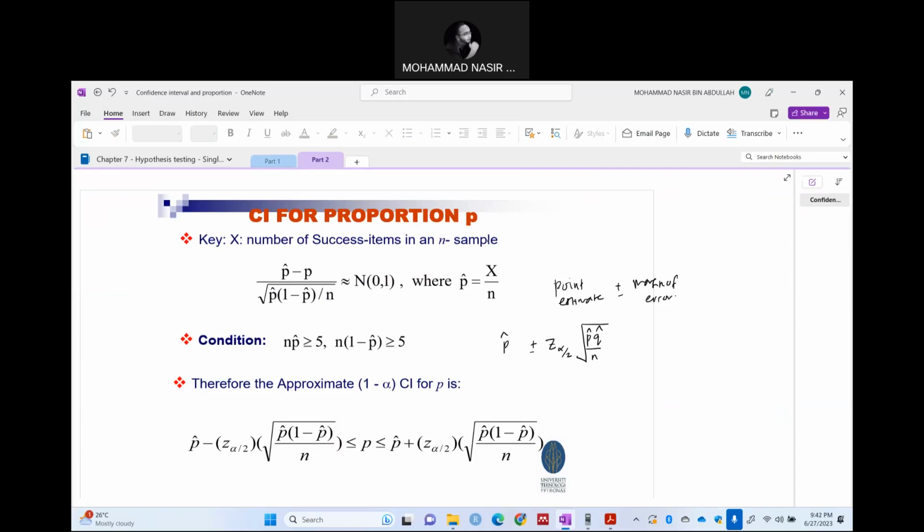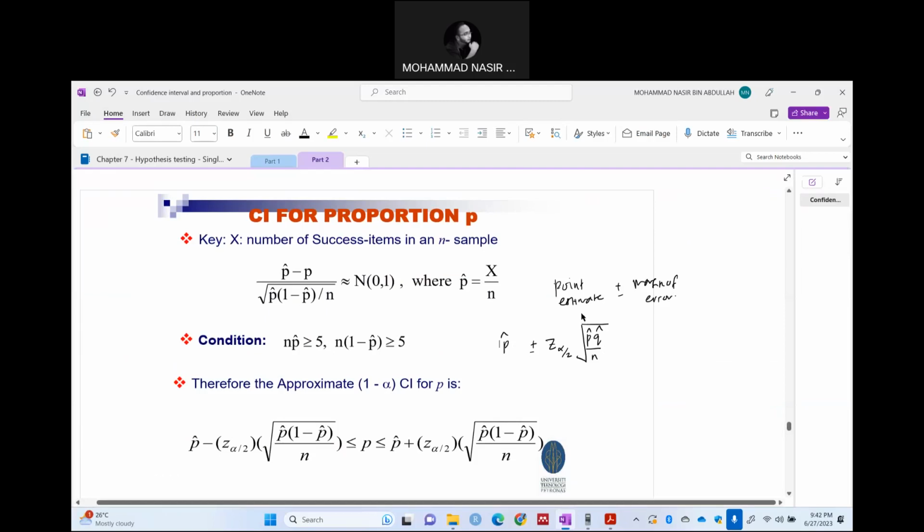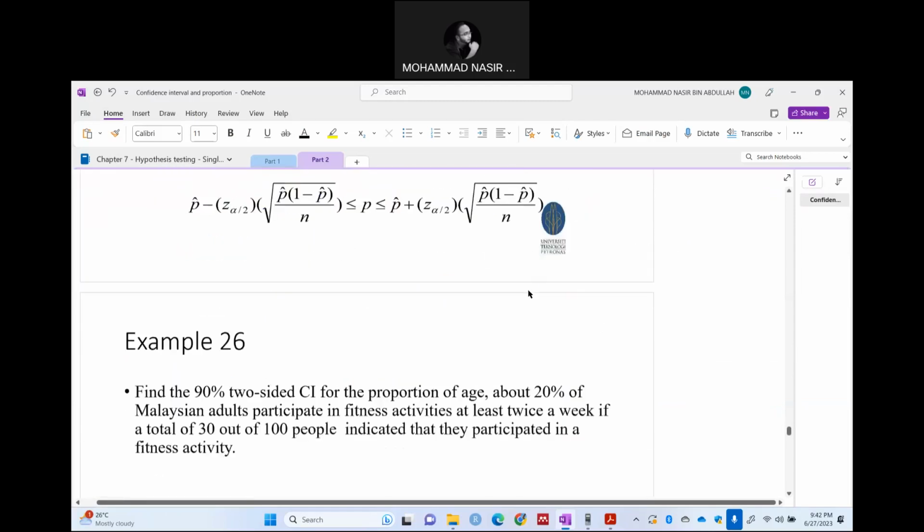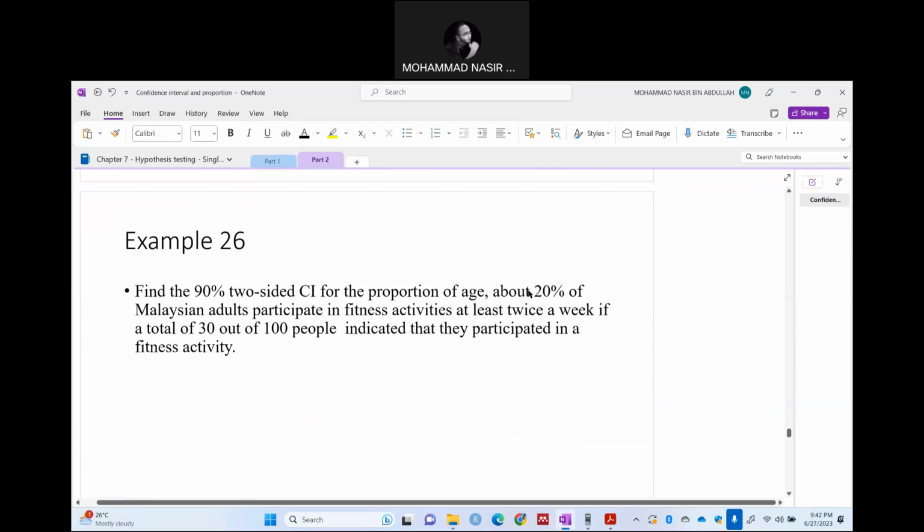So you can read my previous slide in this topic, the conversion from binomial problem to Z distribution. Actually, we have looked at this in chapter number 4, right? So when np and nq are more than 5. So let's look at example number 26.